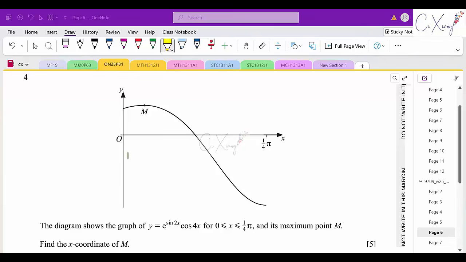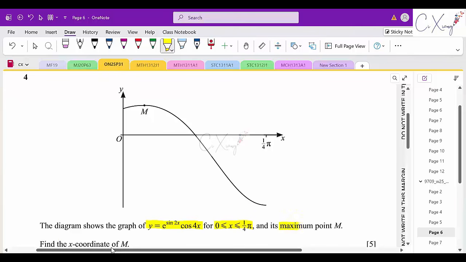Question number 4. We are given a diagram and it shows the graph of e power sine 2x multiplied with cos 4x, and the domain given in this diagram is from 0 until pi over 4 for x. Then its maximum point is N. So they plot a point here. It is a maximum point for this curve. Find the x coordinate of N.